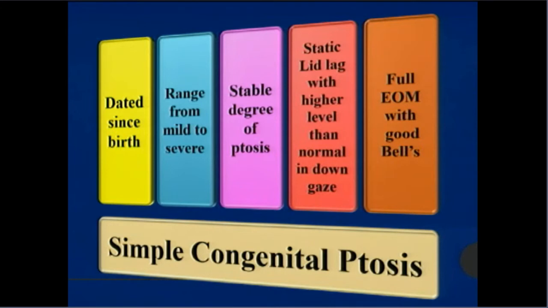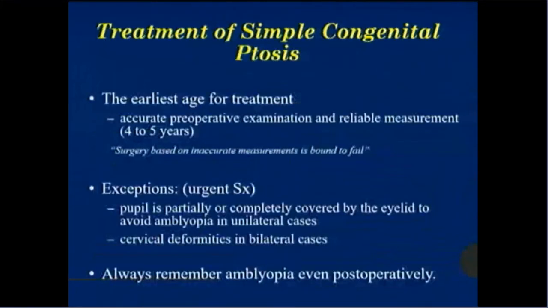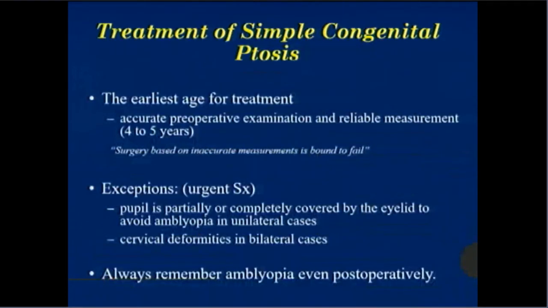When the patient is looking down, the eyelid is lagging behind the eye at the time of looking down. Patients with a simple type tend to have full extraocular motility with good Bell's phenomenon. You can see here you might have different types, different degrees, mild, moderate, severe, and you can see here the lid lag. So this is the ptotic eyelid here. You would expect when the patient is looking down, this eye will be lower. But here you can see this eye is slightly higher. This is a mild degree of lid lag. Treatment of simple congenital ptosis is essentially surgical. But the question now, when should we operate on the patient?